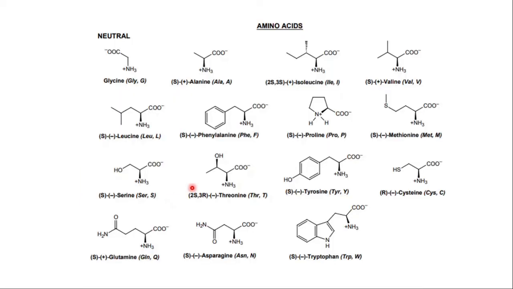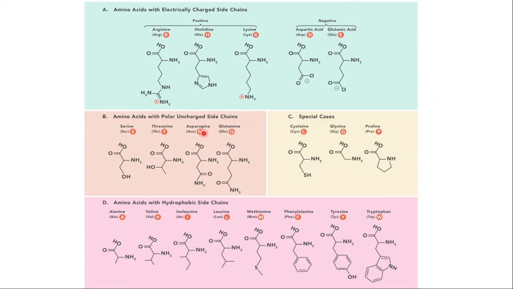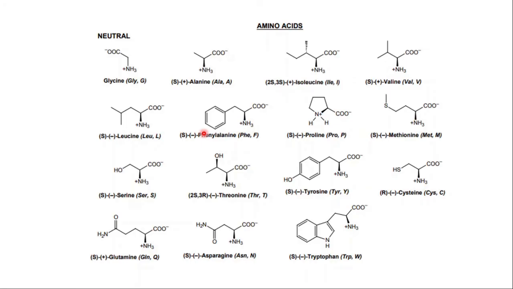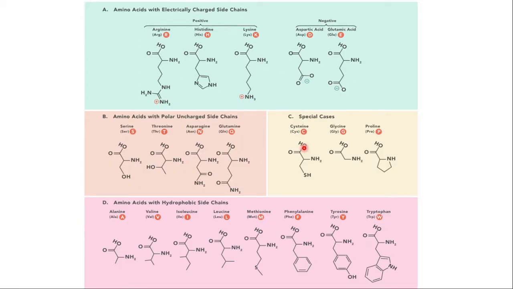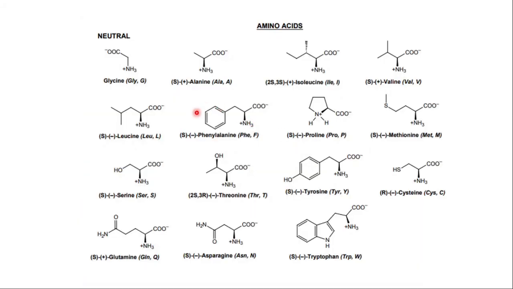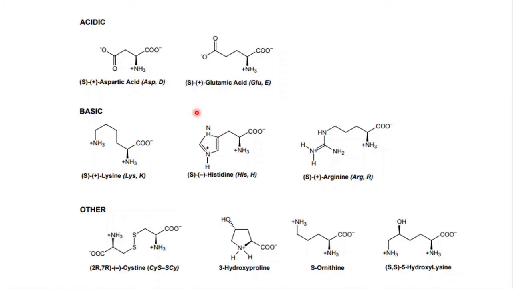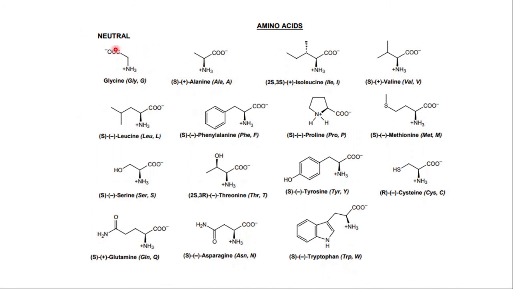So going ahead, it can also be classified as neutral amino acids, acidic amino acids and basic amino acids based on the structure. Any one you can remember if it is asked in the examination. You can just write essential amino acids, semi-essential, non-essential amino acids, or non-polar amino acids, polar, aromatic, positively charged, negatively charged, that's also fine. Or the easiest way is you can call the classification neutral, acidic and basic and other. This is a bit easy to remember from the examination point of view.